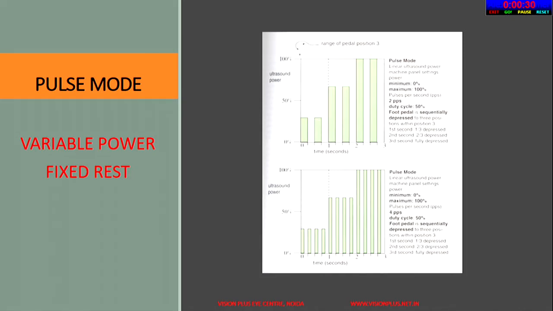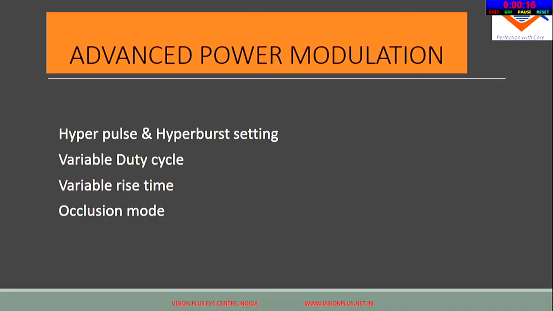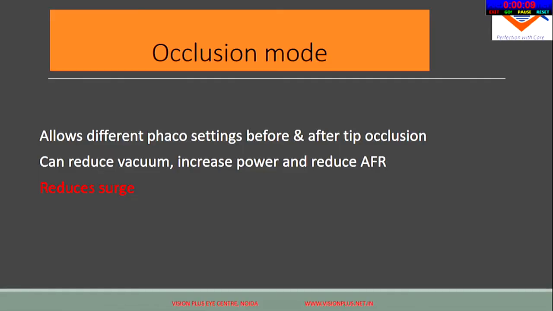You can reduce your PHACO time, you can reduce your PHACO power that is being used, and it also helps to have thermal dissipation, because you have a rest time between the PHACO pulses. You also have advanced power modulation modes where you have a variable duty cycle, you have a variable rise time, you can have an occlusion mode which helps to avoid surge.